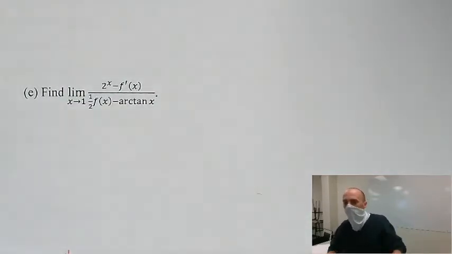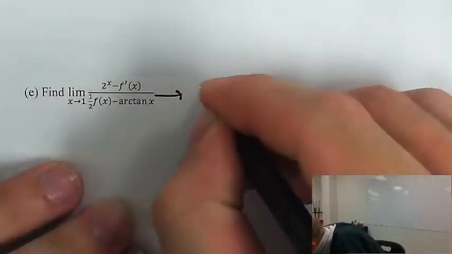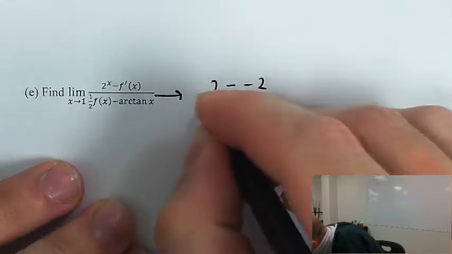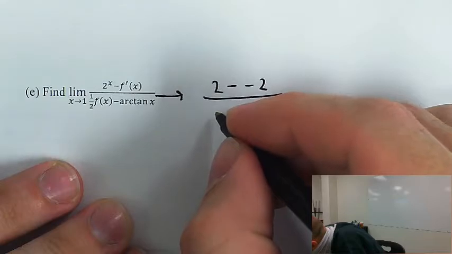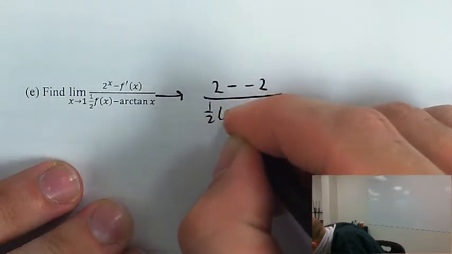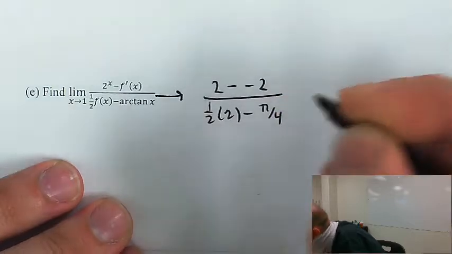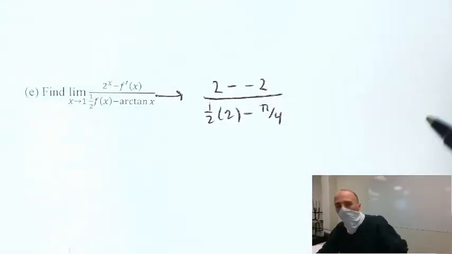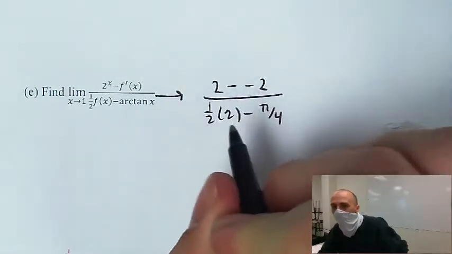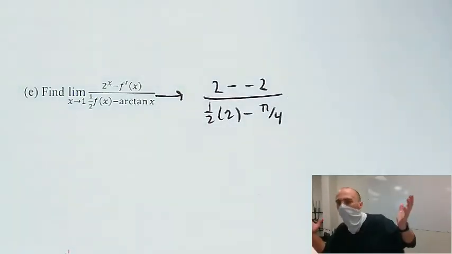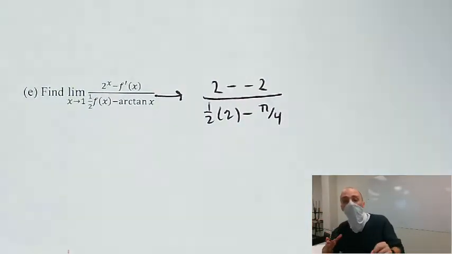All right, and then find the limit. This one's really nice because I've got 2 to the x, which is 2 to the 1, minus f prime of 1, which is -2. Half of f is +2 at x equals 1. And arctangent of 1 is pi over 4, which, yes, you need to know that. And this is not 0 over 0. It's not anything over 0. This is a number. So that's the limit.